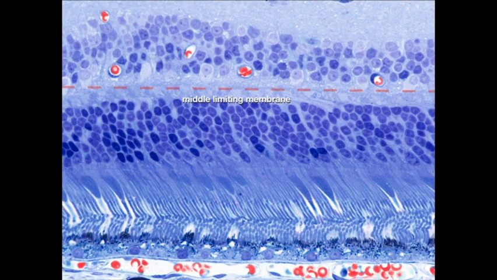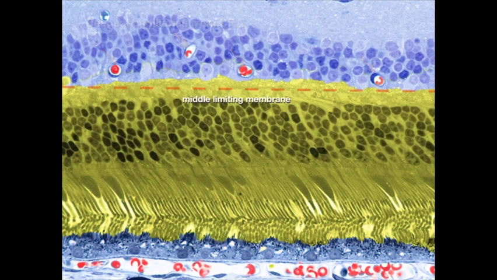In this photomicrograph, several capillaries of the deep capillary plexus are seen directly above the middle limiting membrane. The capillaries of the central retinal artery extend no deeper into the retina than the middle limiting membrane. The outer part of the retina is avascular and is nourished by the choriocapillaris.